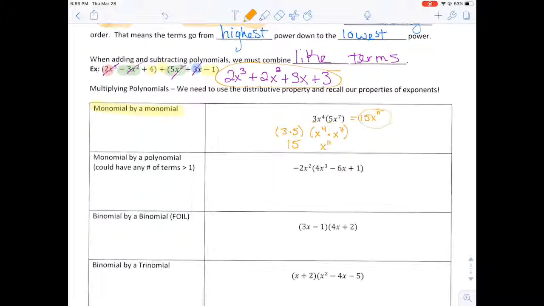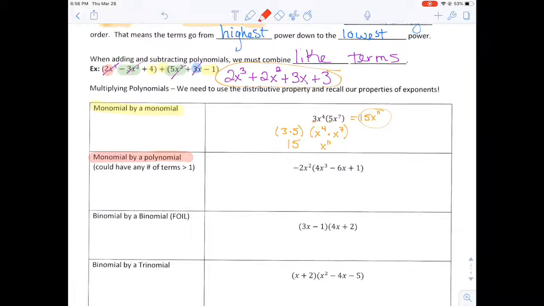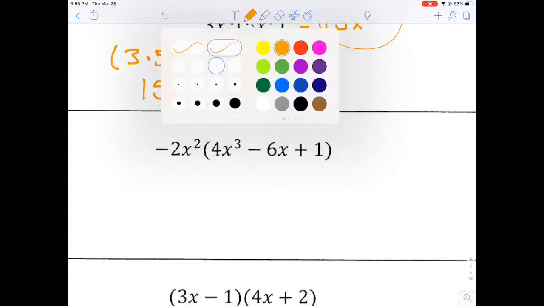With the second example, we are going to multiply a monomial by a polynomial. So I chose a monomial by a trinomial, but this same process works no matter how big that second polynomial is. Could be a binomial, could be 7 terms long. You're still going to use the distributive property to simplify. And when we distribute, it's going to be essentially a bunch of little problems like the very first one. So let's walk through and see what that looks like.